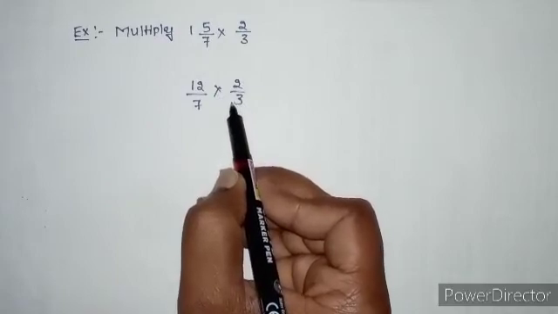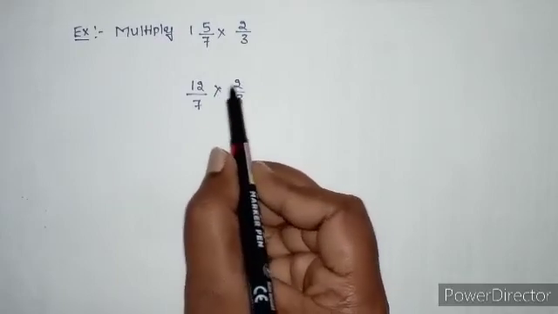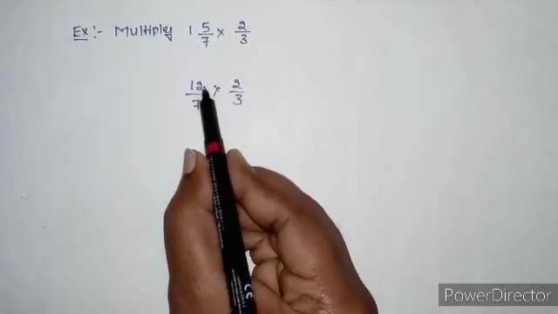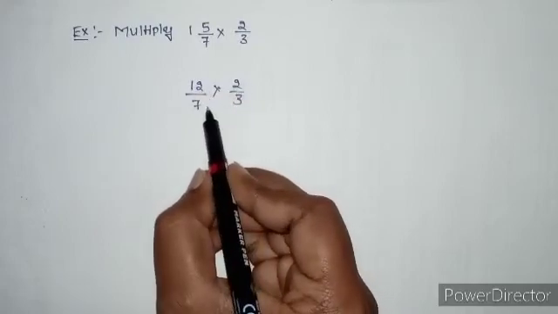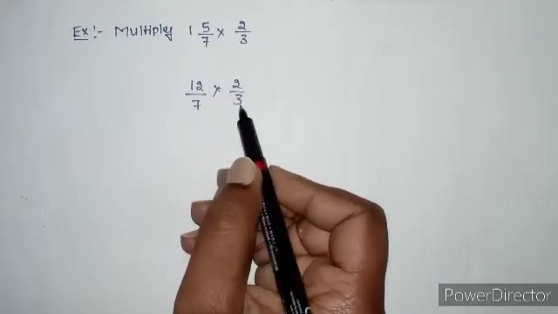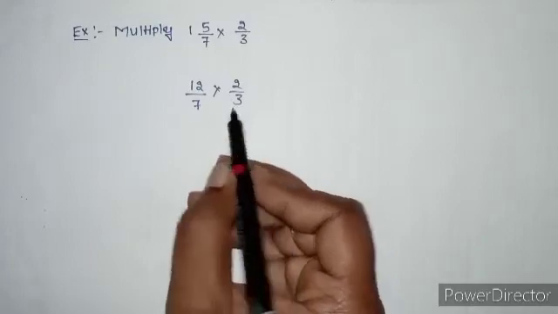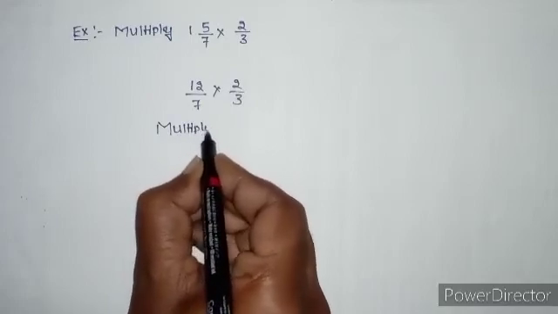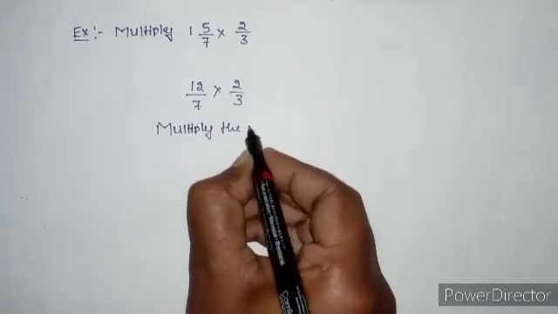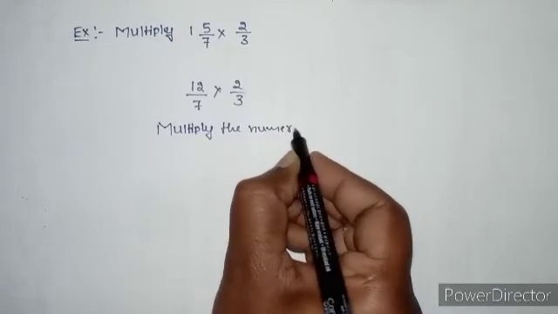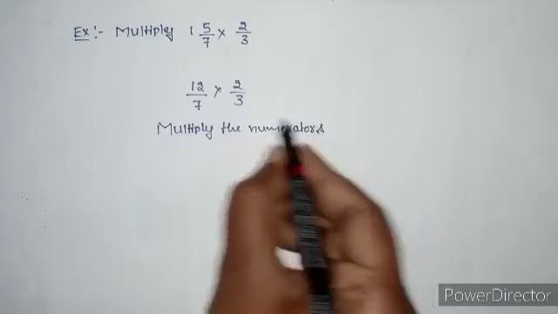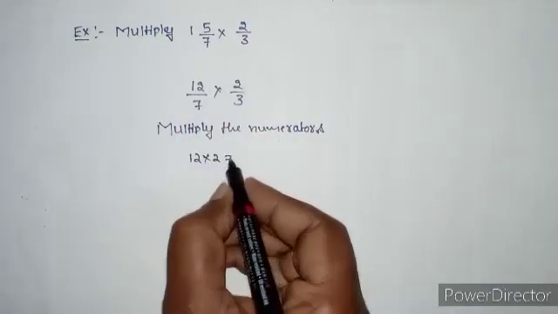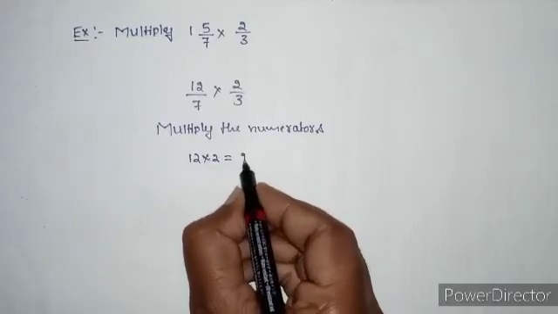Now we need to multiply numerators and denominators. Students, here the numerators are 12 and 2, and the denominators are 7 and 3. First, multiply the numerators. The numerators are 12 and 2. 12 into 2 is equal to 24, 12 twos are 24, right?